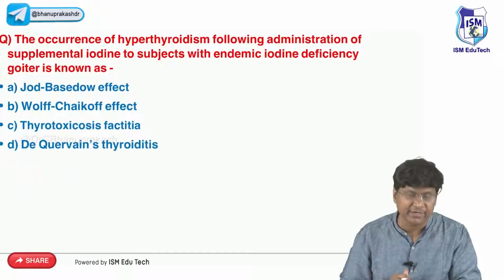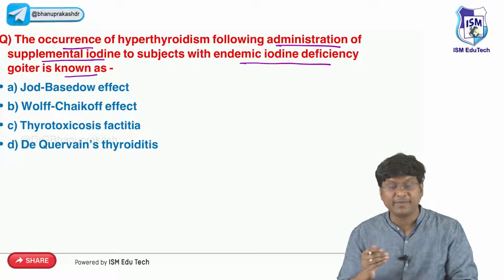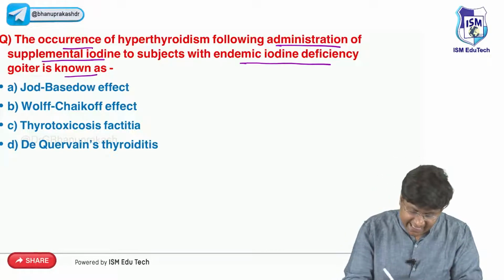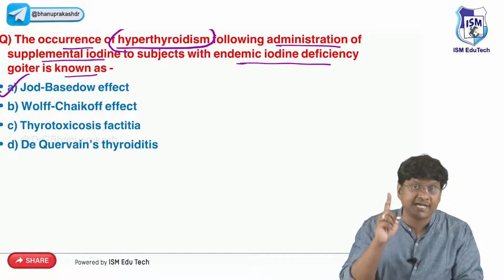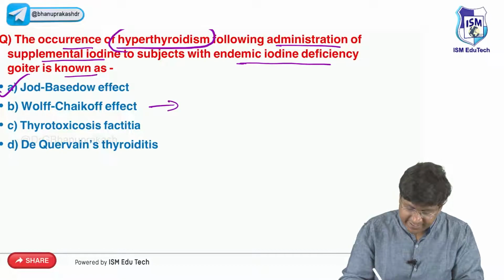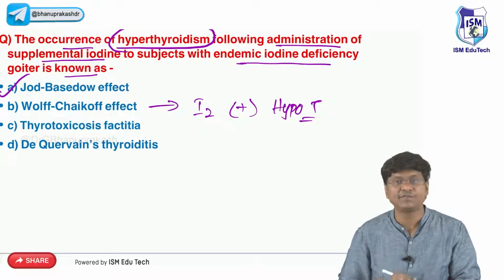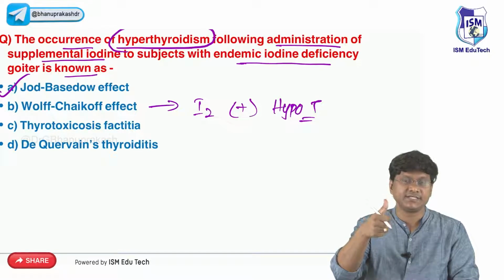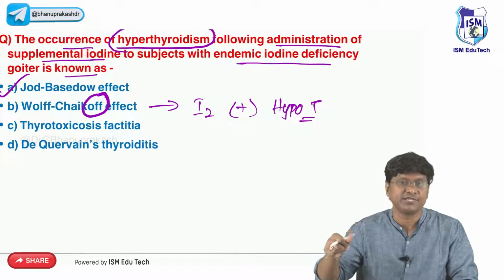And two other phenomena in thyroid that you need to know. The occurrence of hyperthyroidism following administration of supplemental iodine to subjects with endemic iodine deficiency goiter is known as Jod-Basedow. So it is iodine induced, right? Iodine induced hyperthyroidism will be Jod-Basedow, whereas iodine induced hypothyroidism will be the Wolff-Chaikoff effect. So please remember, Jod-Basedow, thyroid levels increased. Wolff-Chaikoff, it is off, so thyroid levels will be reduced. So iodine induced hypothyroidism is Wolff-Chaikoff.